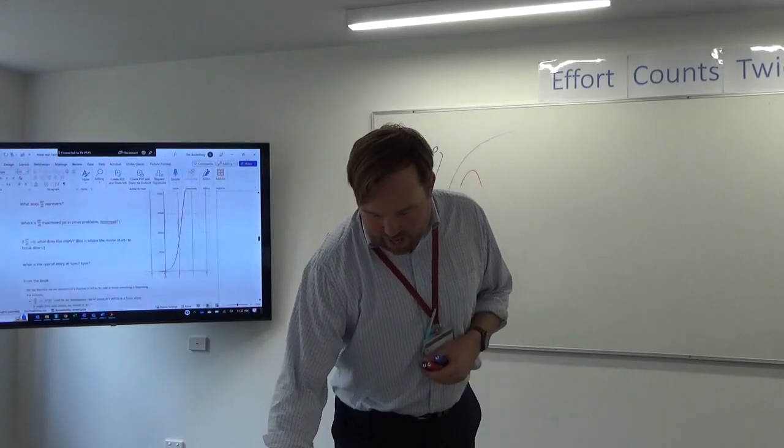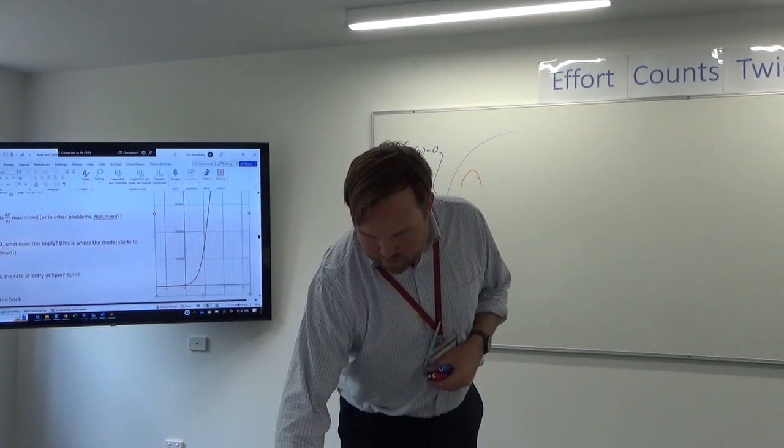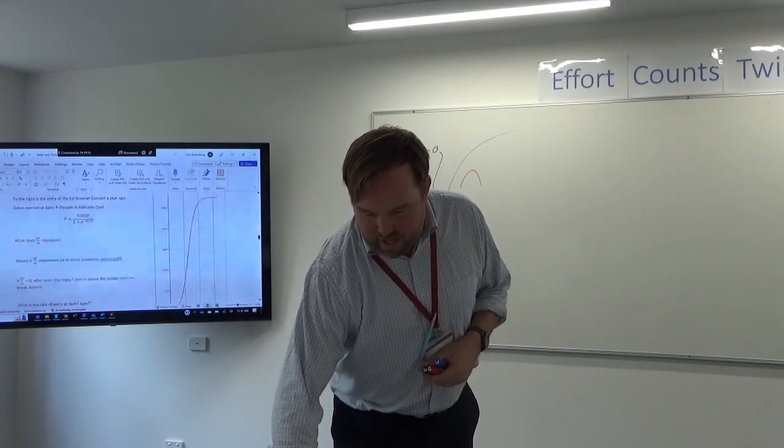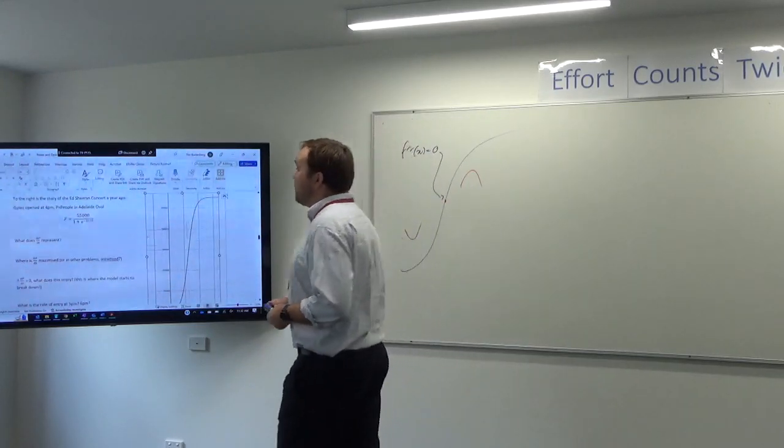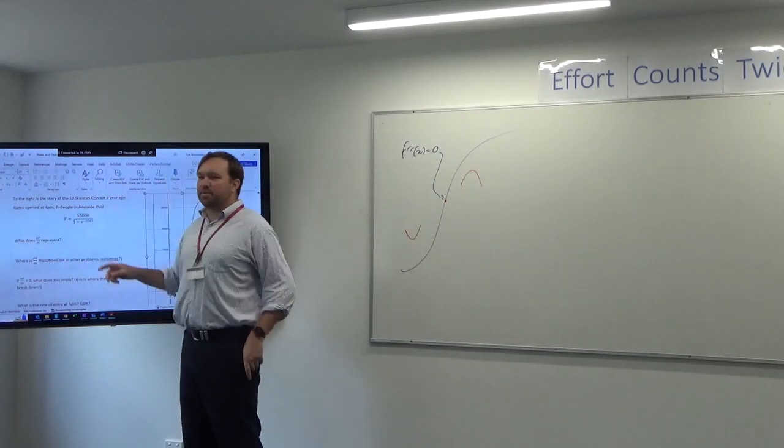What is the rate of entry at 5 p.m., 6 p.m.? If we were going to do this using a calculator, we can literally, do you guys want to do that using a calculator?